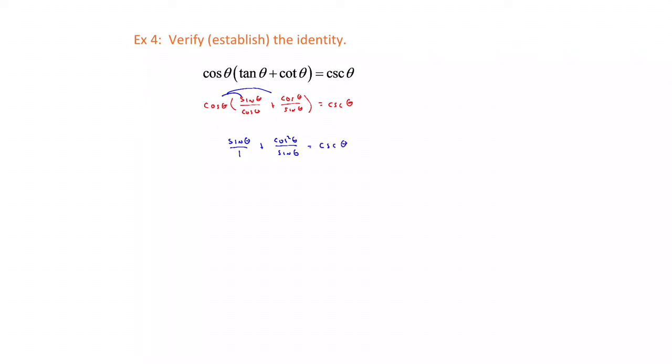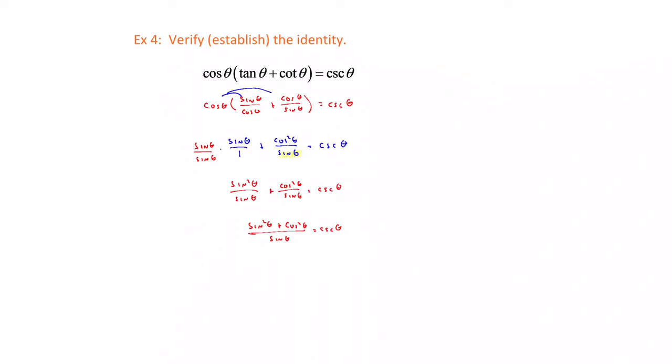Now remember, cosecant of theta is 1 over sine of theta, so you'll notice that we have the sine of theta in the denominator, which is what we would like. So now we can find a common denominator. We're going to multiply the first fraction by sine of theta over sine of theta, which is just a form of 1, so we're not changing anything here. That'll give us sine squared of theta over sine of theta, plus cosine squared of theta over sine of theta. And now we have a common denominator, so we'll rewrite this as one fraction, sine squared of theta plus cosine squared of theta over sine of theta.